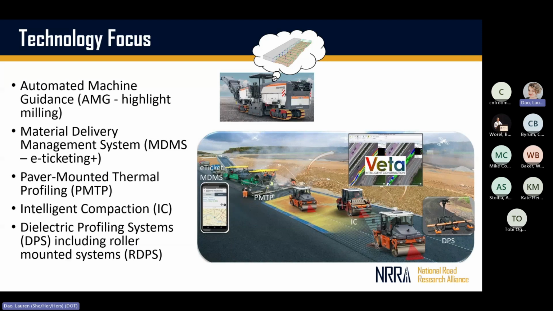So these are the technologies that we're focusing on this morning. The first one is automated machine guidance, or AMG, where we are building surface models for our construction equipment. I'm going to highlight a milling example. Then we'll talk about the MDMS, which is the Material Delivery Management System. This includes e-ticketing. And then we'll talk about intelligent compaction, paver-mounted thermal profiling, and dielectric profiling systems.